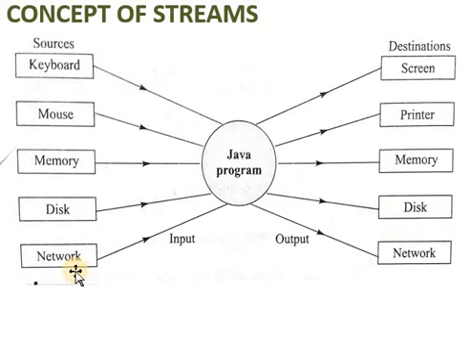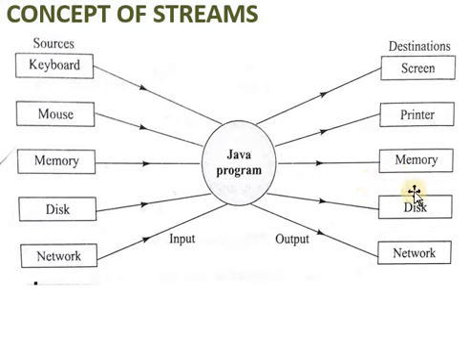Now, what are the various sources for input? Through keyboard you can input, through mouse you can input, through memory you can input, through disk you can input, through network you can take input. Once the program takes input from these different sources, it's going to process and send the output. Whatever output the program generates, it can be displayed on the screen, it can be printed using the printer, or it can be saved using the internal memory or primary memory.